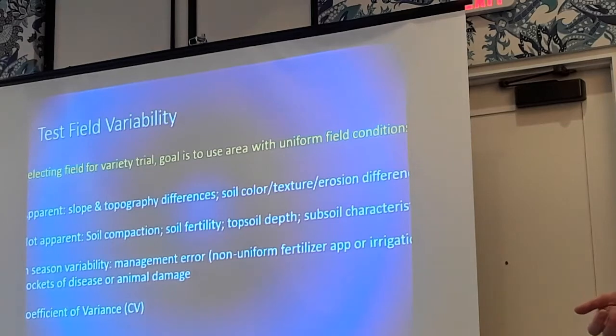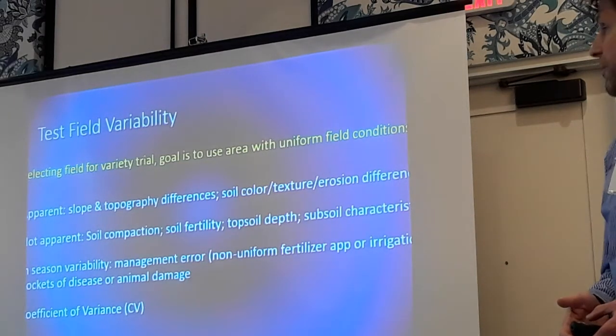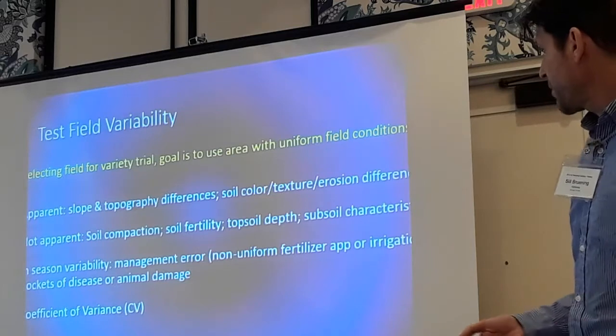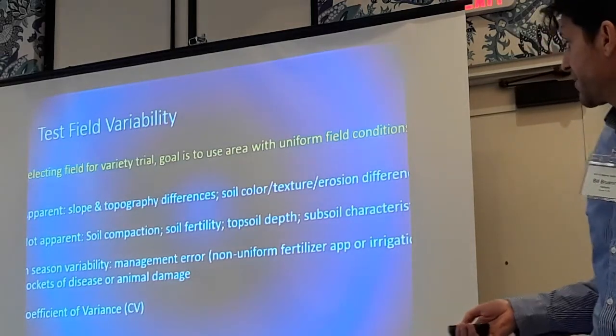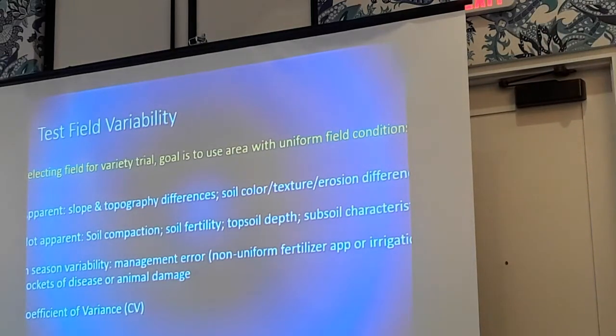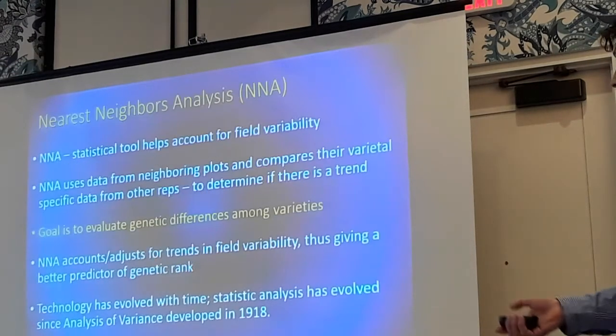Pockets of disease certainly can affect a test. Animal damage, we tend to see more deer damage along woodline areas versus closer to road areas. But as we all know, we use the coefficient of variance to give us an idea of how much variability we have within our tests.